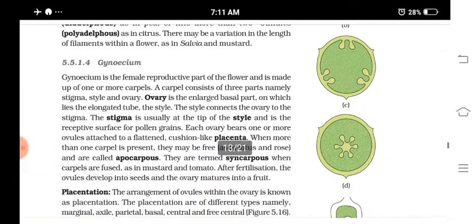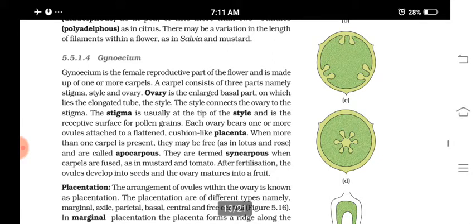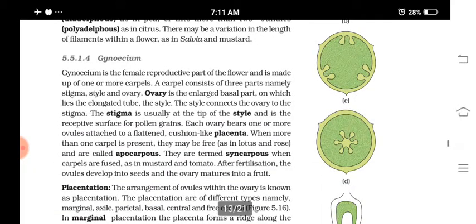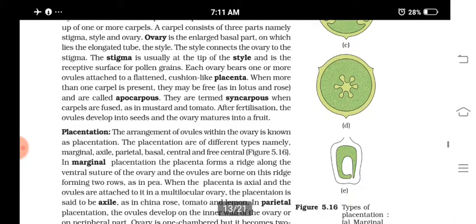Then next is what? Parietal. Parietal means here what happened? The ovules are formed from the peripheral side of the ovary, and the ovary will not be chambered. Then free central means a single chamber will be there without any septa or compartmentalization, and you can see the ovules are attached to the central placenta.